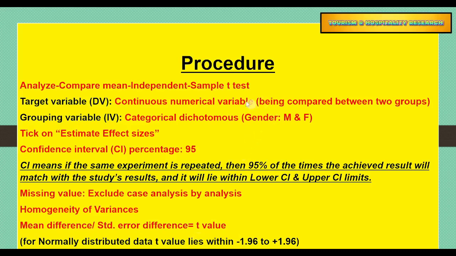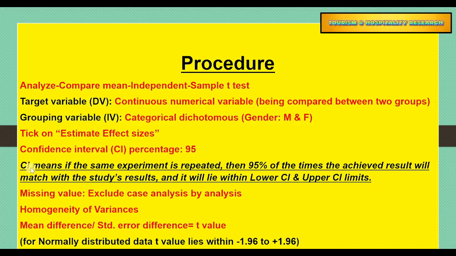The procedure to do t-test in SPSS: you go to analyze, compare mean, independent sample t-test, enter the target variable, that is continuous numerical variable, that is to be compared between the two groups, and enter the grouping variable, that is a categorical dichotomous variable. In our case, it's gender, male and female. Tick on estimate effect sizes, confidence interval percentage has to be 95.